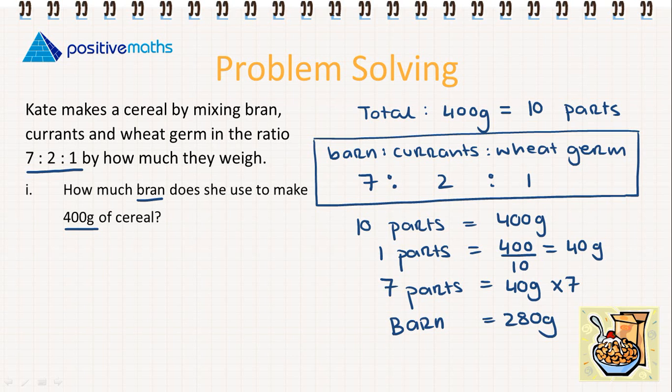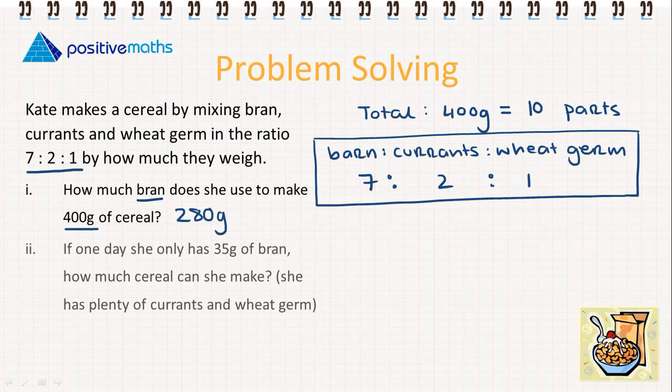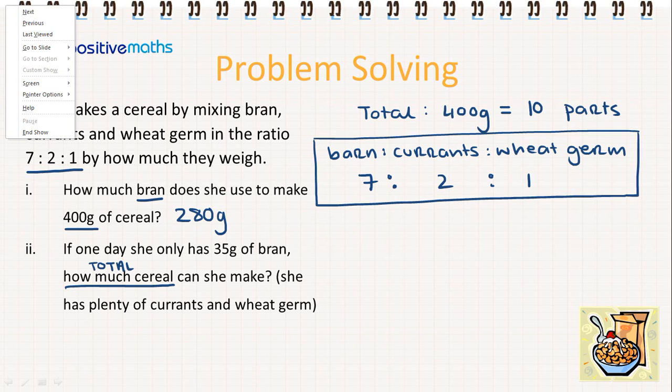Okay, let's look at the next part of the question. If one day she only has 35 grams of bran, how much cereal can she make? And they tell us she has plenty of currants and wheat germ. So she only has 35 grams of bran. She still has to divide it in this ratio. So we need to know how much cereal. So what we're looking for here is what is the total if the bran is 35 grams. Okay? So let's get going on this.